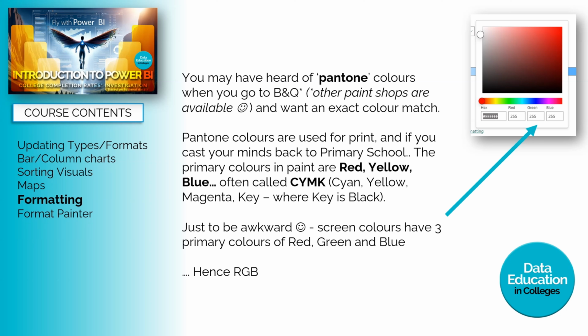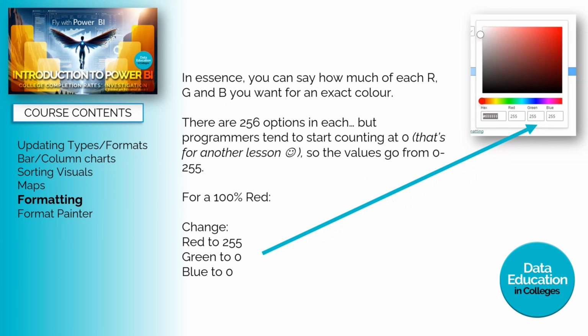So we want 100% red. There are 256 options in each colour, but programmers, being a bit awkward, start at 0. That's for another time. So for 100% red, we want 255 red, and we want 0 green and 0 blue. And that will give us the full red. So that's your minimum.